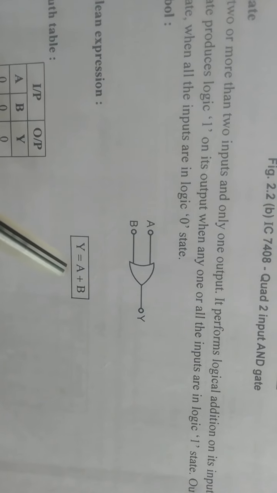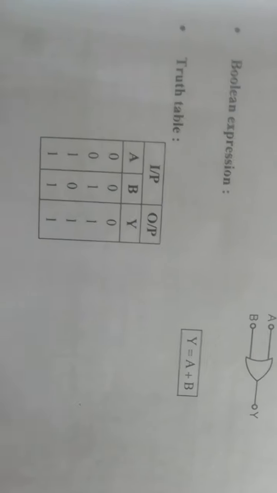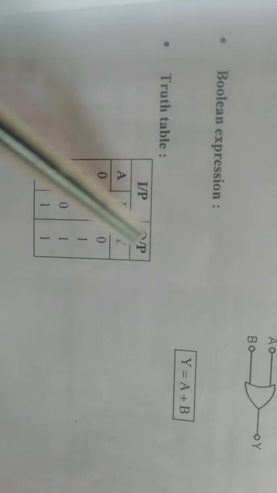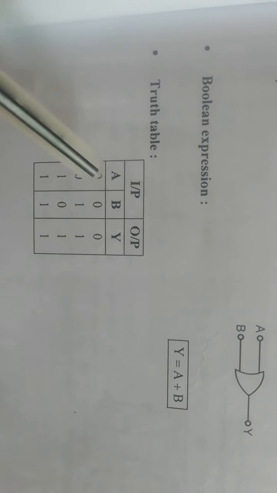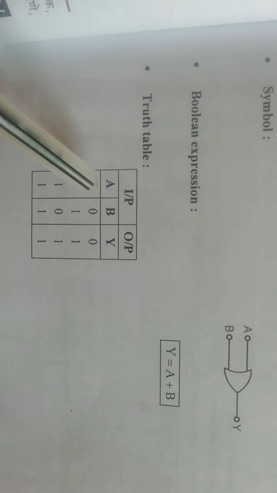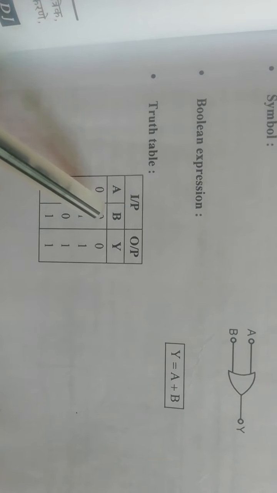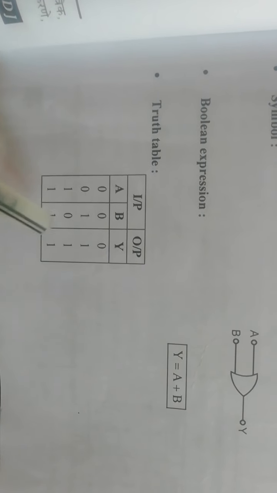This is the Boolean expression, Y is equal to A plus B. The 2 inputs are added. This is the truth table. Here are the inputs and output, 2 inputs A and B and 1 output Y. If we give a 0 0 input, that means 0 plus 0, output is 0. 0 plus 1 is 1, 1 plus 0 is 1, 1 plus 1 is 1. According to this the gate will perform its function.